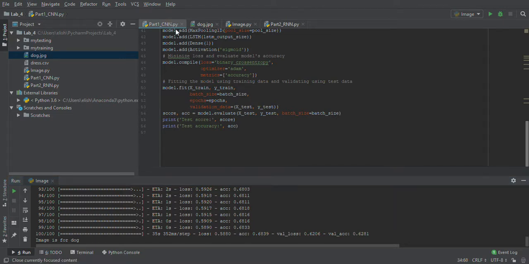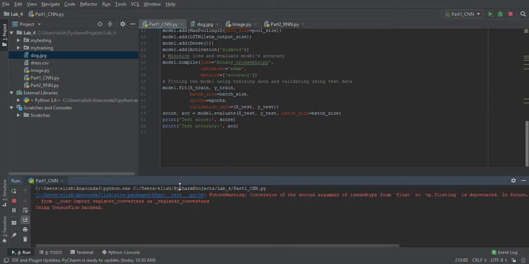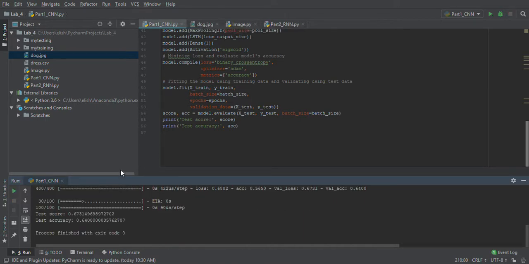So let's run these and see the results. I can run the image classification in the meantime, since that one takes a while. So the CNN gave me a test score of 67% and accuracy score of 64%.